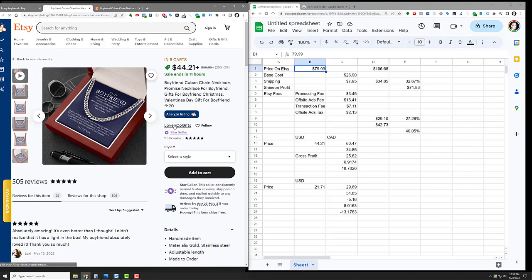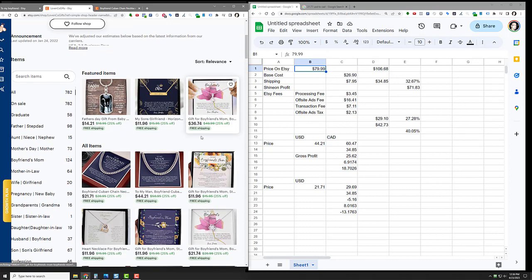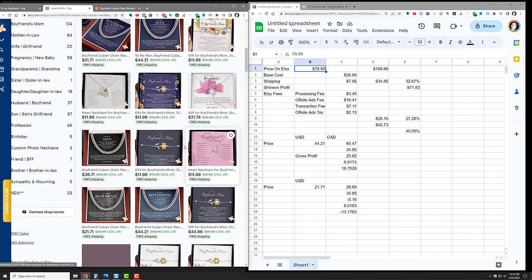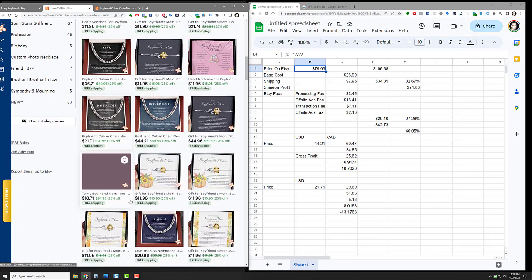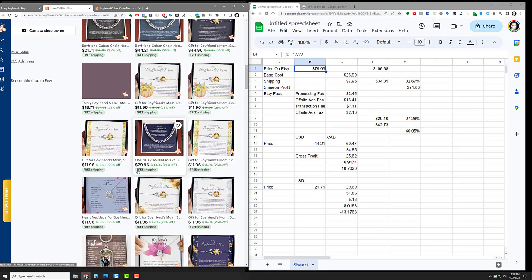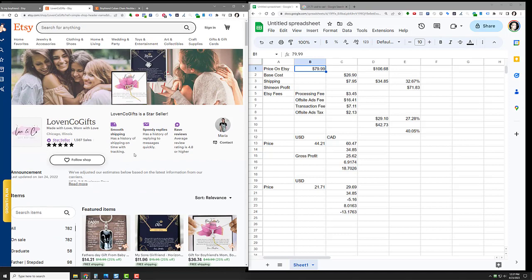Love Co Gifts. Let's go to their shop. Yeah, I don't get it. I don't know if they're not sure how to do accounting, or... To me, that looks like a Shineon product, although maybe it's not. Maybe they're doing this in-house. I don't know how they're doing it. If you guys know, let me know, because to me, that shop is not making anything.